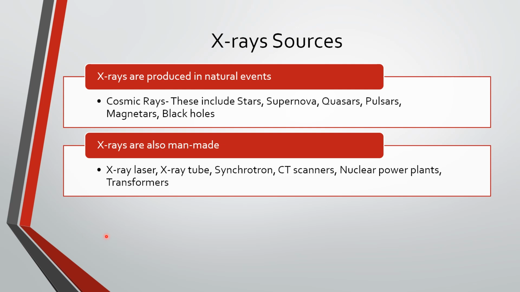And then also X-rays can be man-made. They can be made with a thing called an X-ray laser. They can be made with an X-ray tube, which is utilized in diagnostic radiology. Also CT scanners, where they also use an X-ray tube, but they're set in different ways. A thing called a cyclotron produces X-rays. Nuclear power plants produce X-rays, and then even transformers produce X-rays. Okay.